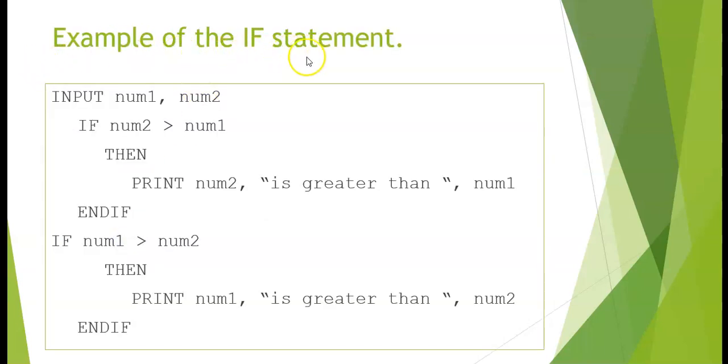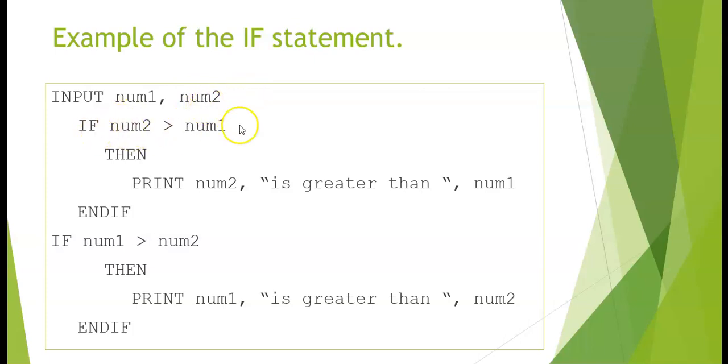So just as an example of the if statement, let's say you want the user to type in any two numbers. So we could have under input variables num1, num2. In other words, the user will be given an opportunity to type in two numbers. For example, they might type in 7 and then hit enter on their keyboard. That number 7 will then be stored as num1. And then they might type in 10 and hit enter, and that will then be num2.